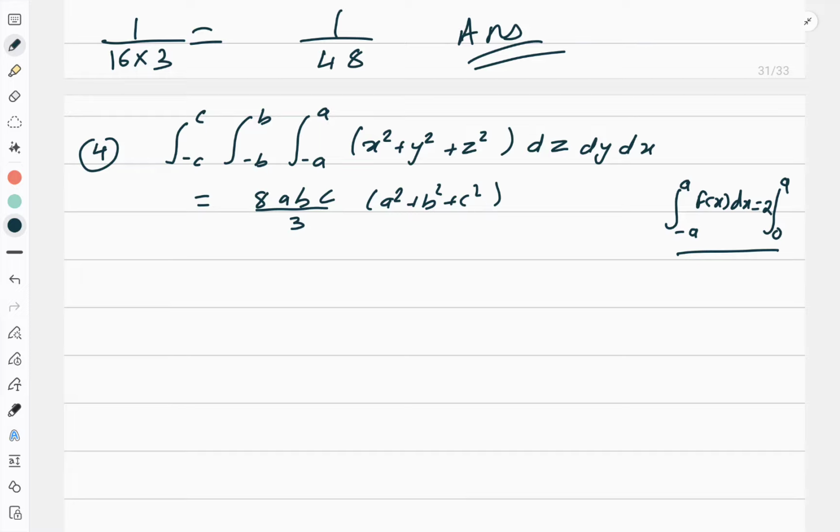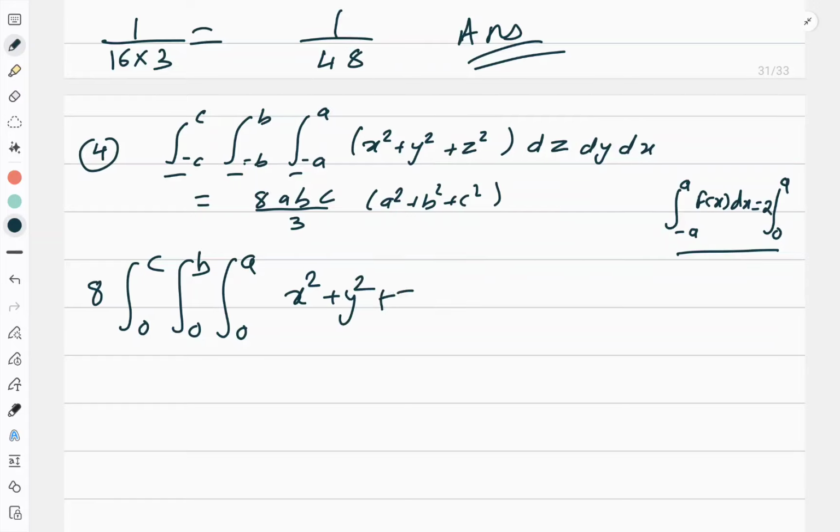So I can apply this property on all the 3 integrals. It will reduce my effort, because putting the limit as 0 is easier as compared to putting it as minus a, minus b or minus c. Right? So I'll apply this property on these 3 integrals. So 2, 2, 2, so 8 I'll get. So my question will be reduced to 8 times the integral from 0 to c, 0 to b and 0 to a of x square plus y square plus z square dz dy dx. Order does not matter because all the 3 limits are constant.